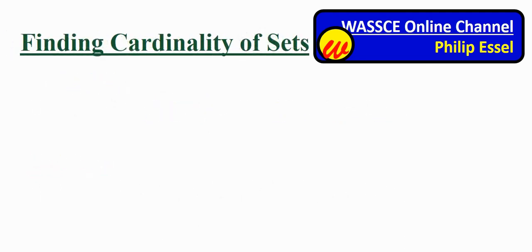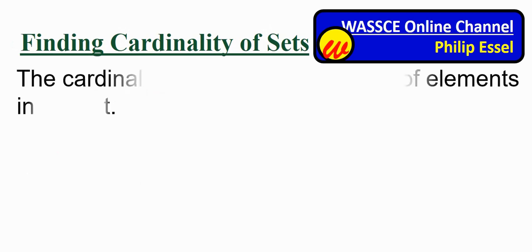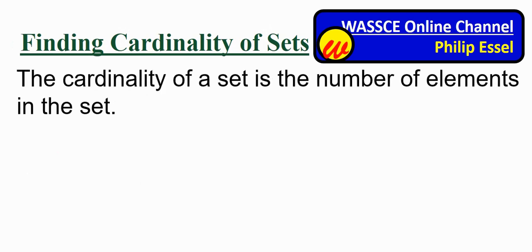At this point, we'll be looking at how we can find the cardinality of sets. So, the cardinality of a set simply refers to the number of elements or members in the set. Let's look at an example.